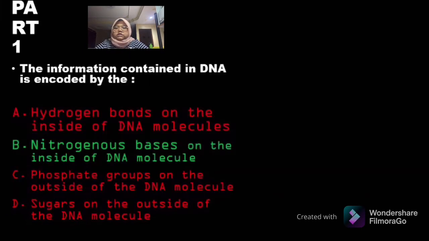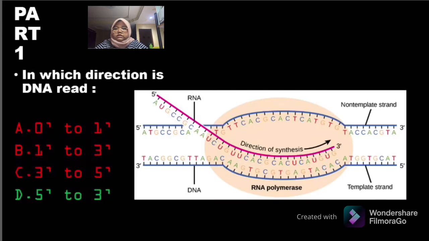Answering the fifth question, the information contained in DNA is encoded by the, so the answer is B. It is encoded by the nitrogenous bases on the inside of the DNA molecule. Sixth question, for part 1, in which direction is DNA read? So DNA is read in the 5' to 3' direction.